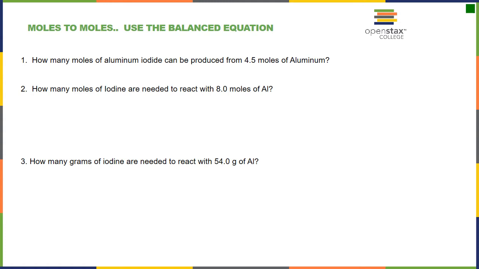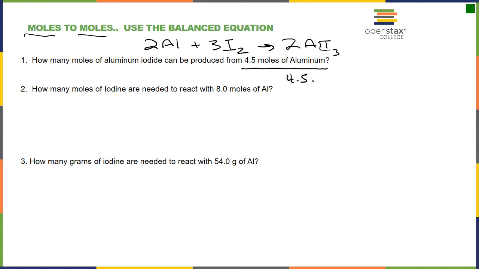So with our balanced equation, where we have 2 aluminums plus 3 iodines goes into 2 aluminum iodides, we can consider how many moles we might need of something, as well as how many grams. So let's start from the basics. Moles of aluminum iodide. So we're going to start out with 4.5 moles of aluminum. That's our starting material. If we want to go from 4.5 moles of aluminum into aluminum iodide, we want to use the balanced equation because the balanced equation gives us the mole ratio.